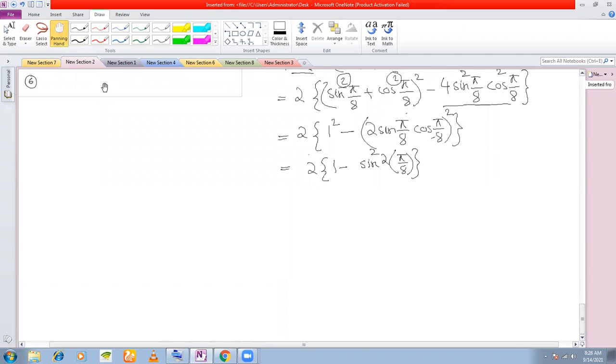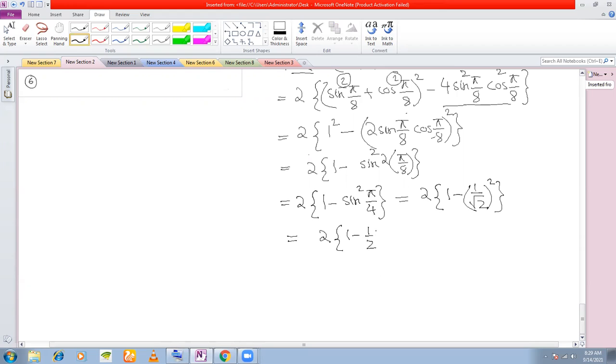So what you get here is twice 1 minus sine square pi by 4. And you know the value of sine pi by 4, right? What is the value of sine pi by 4? Sine 45, 1 by root 2. So this is twice of 1 minus half, which is 2 into half.